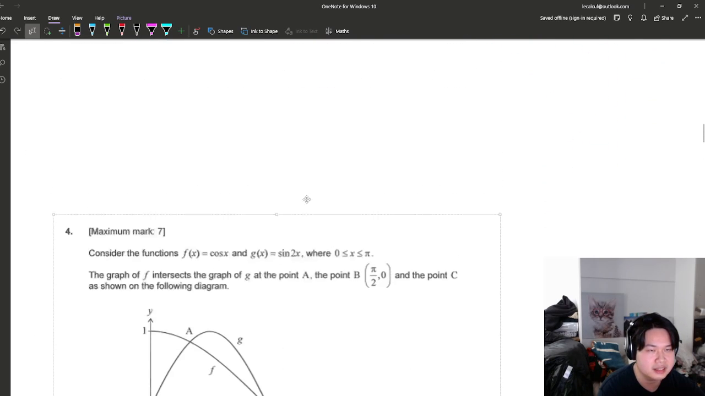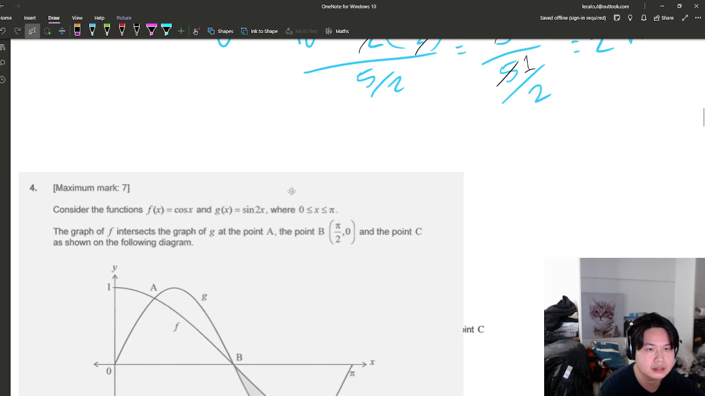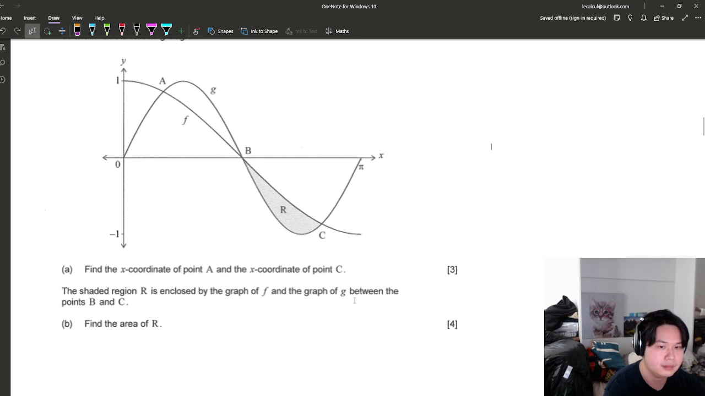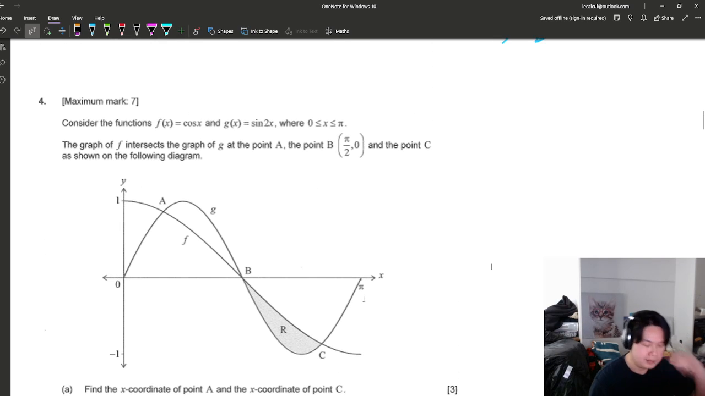This looks like a calculus problem. Okay, let's see. We have two graphs. They're going to intersect at A, B, and C. Here are your two functions that are intersecting. We'll probably need to find out A and C. They already told us what B is. Yeah, okay. Easy enough to do.